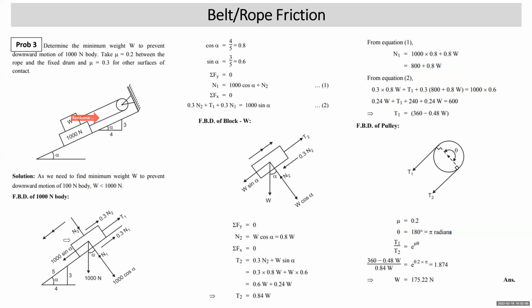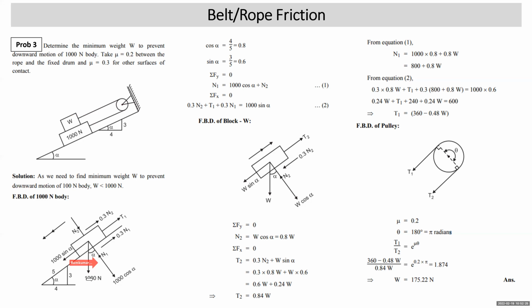First, I start with the FBD of the 1000 Newton block. Weight will act vertically down, 1000 Newton. Normal reaction will act from this plane N1 and from the other block N2. Impending motion of the block is downward, so friction is upward, 0.3 N1 and 0.3 N2. Tension in the string connecting this block is T1. The block plane is making angle alpha with the horizontal, and the normal reaction alpha with the vertical.